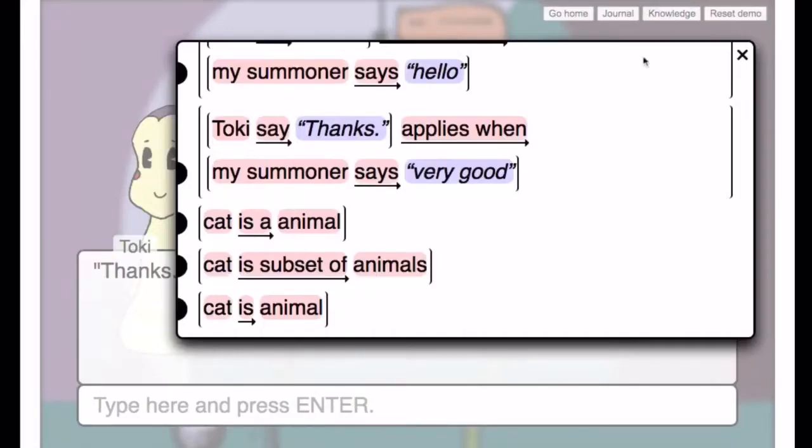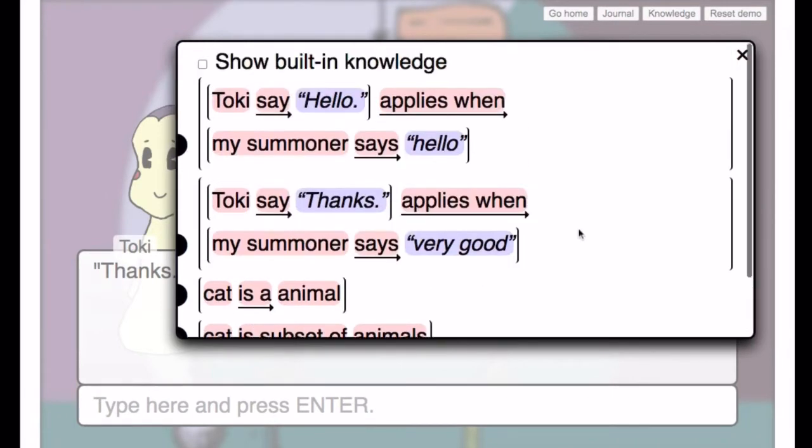So what is going on here? So it has learned that a cat is an animal. A cat is a subset of animals. Cat is an animal. Good. And here are the rules. So some rule that applies when, and some trigger event.